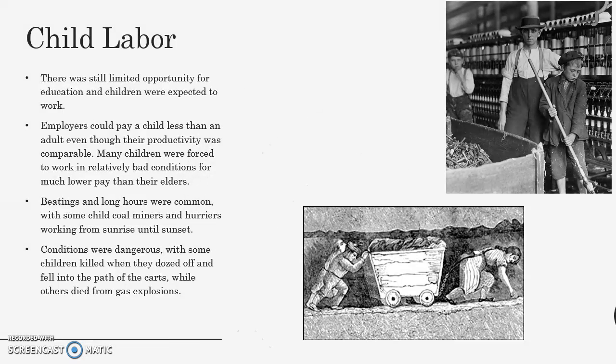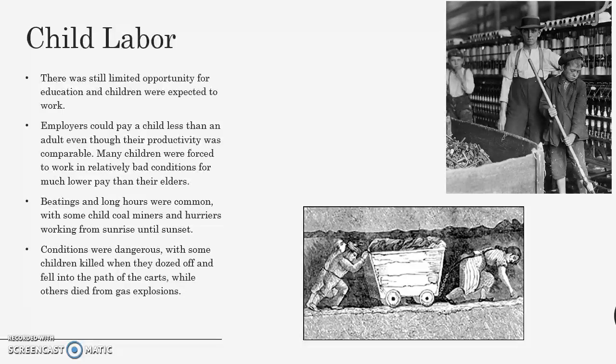Moving on, the next phase was child labor. There were still limited opportunities for education, and children were expected to work. Employers could pay a child less than an adult, even though their productivity was comparable. Many children were forced to work in relatively bad conditions for much lower pay than their elders.